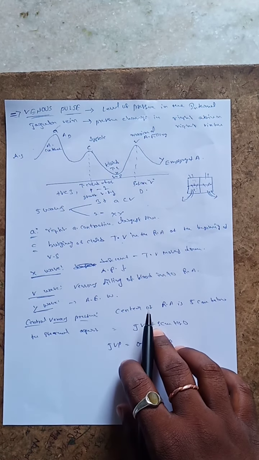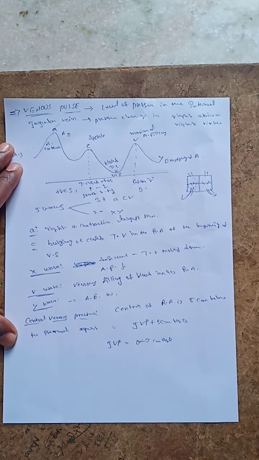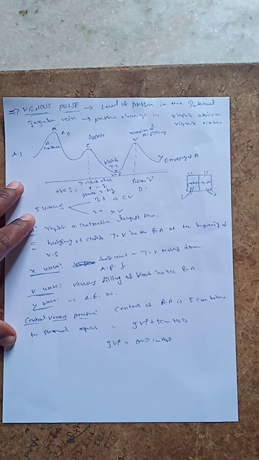And the next one, these are the normal values and pressures of the venous pulse and venous pressure.